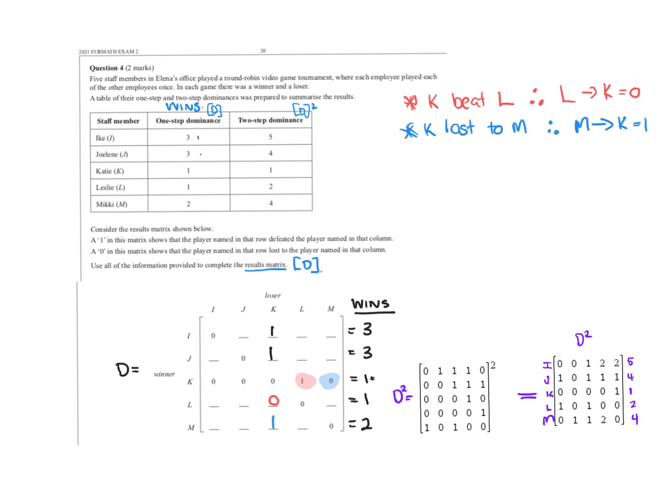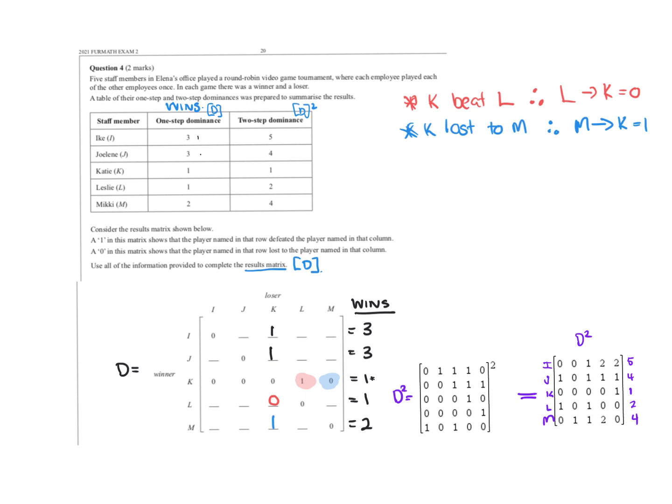If you have a look at, say, Ike, was it Ike? Ike needs to have 3 wins, and at the moment we're only sitting on 1. And so does Jolene. Jolene has to have 3 wins as well. But if you have a look at the 2-step dominance, remember, if you have 2-step dominance, it means you can beat someone who can beat someone else. So Ike is a winner for 3 games, but he needs to lose to someone else.